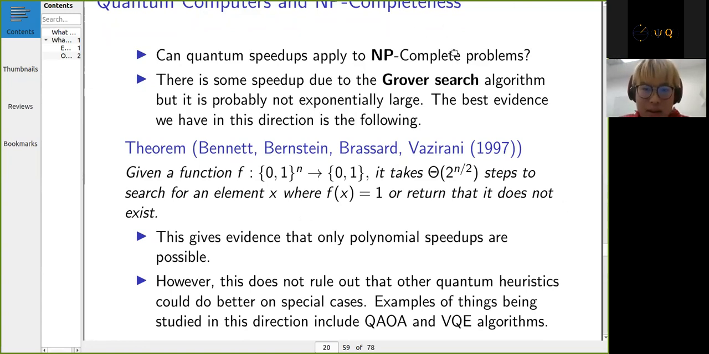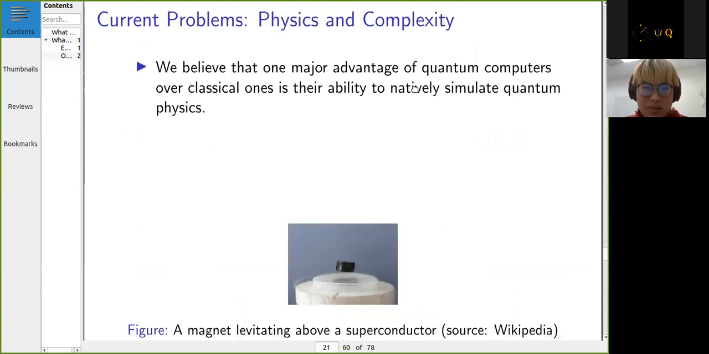So in the last part of my talk, I'll also talk about some open problems that I think are very interesting. One direction that's really interesting is the relationship between physics and complexity. One of the reasons why people have a lot of faith in quantum computers is their ability to natively simulate quantum physics.